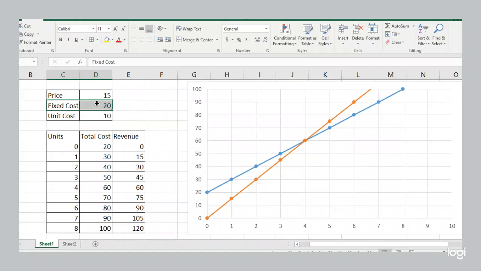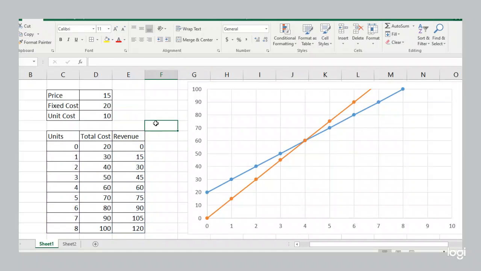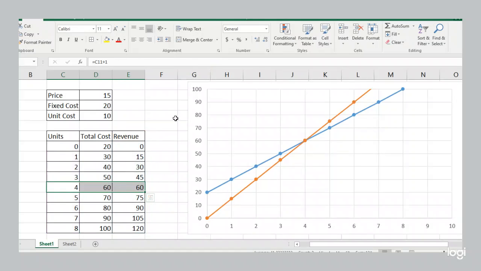So even though our fixed cost is 20, so our total cost starts higher than our line representing revenue, eventually that line representing revenue catches up and intersects at 4. Okay? And so that 4 is a very specific value. Look what happens at 4. Okay? Once we have 4 units sold, our total cost is equal to 60, and our revenue is also equal to 60. Our revenue is equal to our total cost.